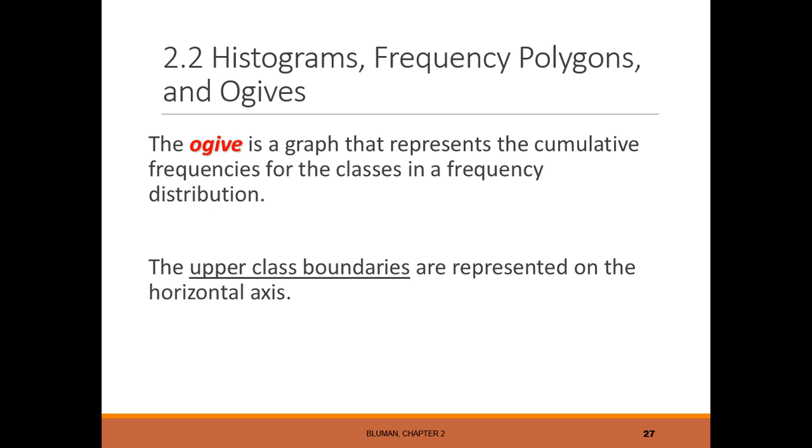Finally, your ogive. An ogive is a graph that represents the cumulative frequencies for the classes in a frequency distribution. And in this case, you use the upper class boundaries. The reason you use the upper class boundaries is because it's everything from the upper and down. Remember, everything that fell in the class was at the upper boundary or lower. So that's why we use this.